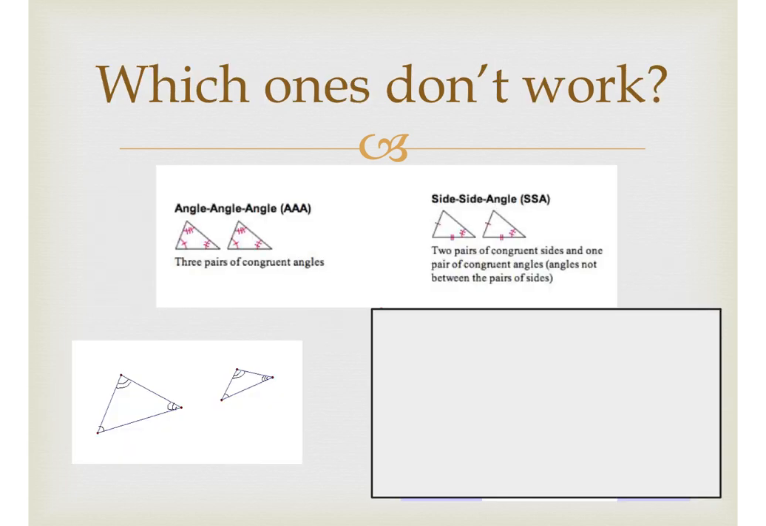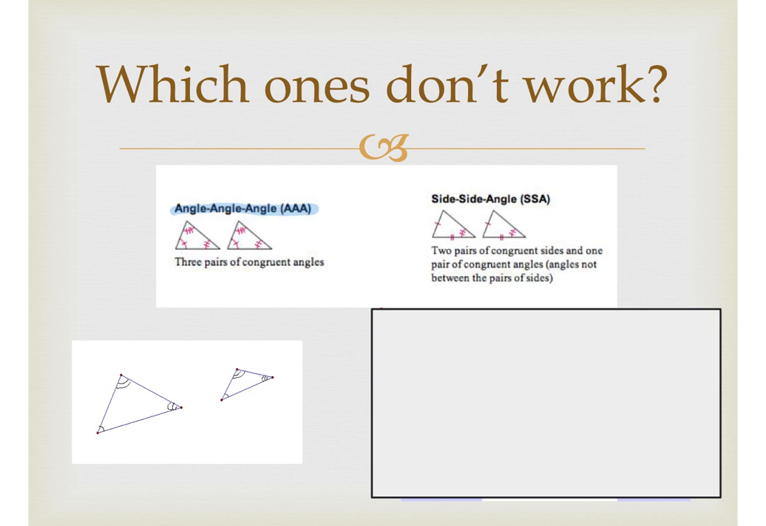Now, as we just talked about, three postulates and one theorem, those are the ones that do work. Now, what order of information doesn't work? There are two orders of information that do not work. The first one is angle, angle, angle. If all three angles of one triangle are congruent to all three angles of another triangle, you can't prove anything with that. You don't have enough information.